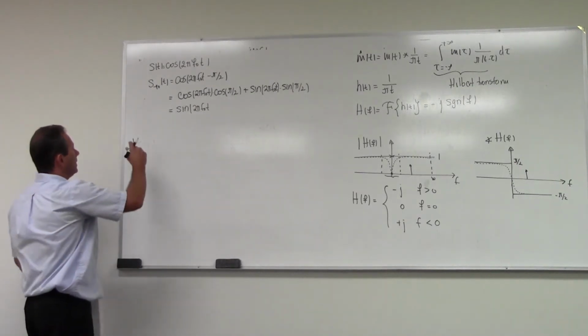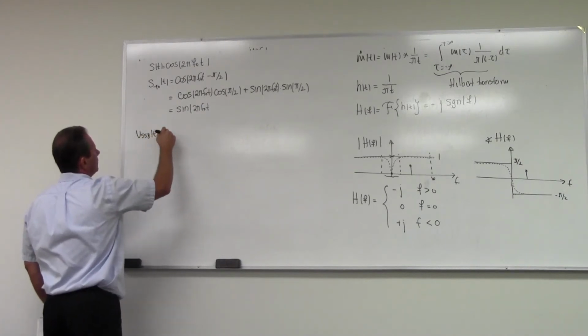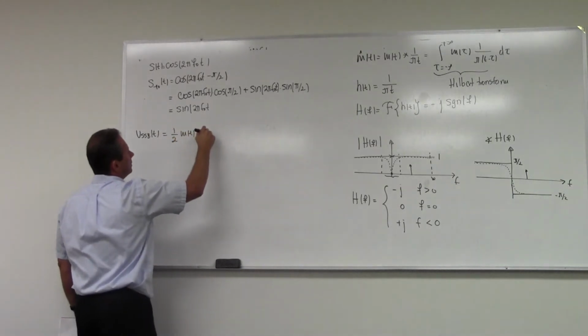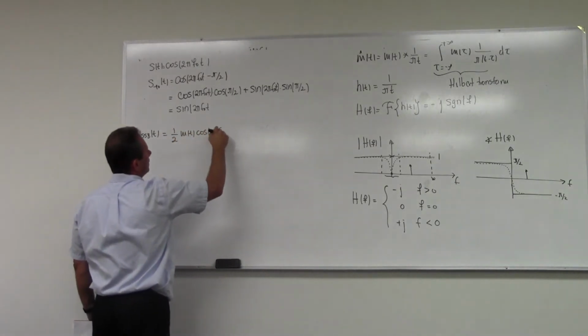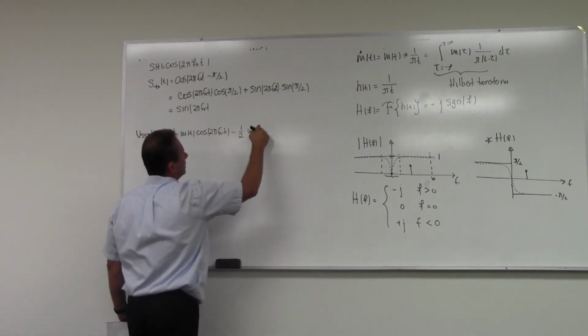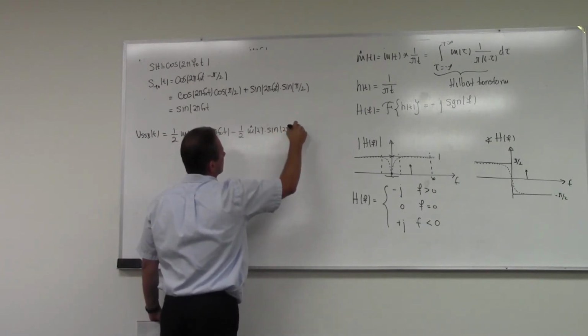So finally, I get U single sideband of t. If you remember, that was 1/2 m of t cosine 2 pi f0 t minus 1/2 m hat of t times sine of 2 pi f0 t.